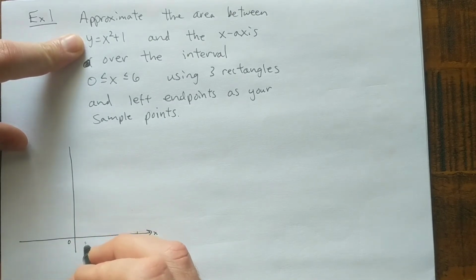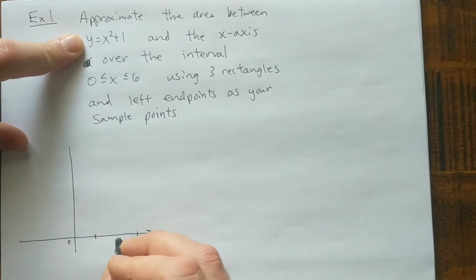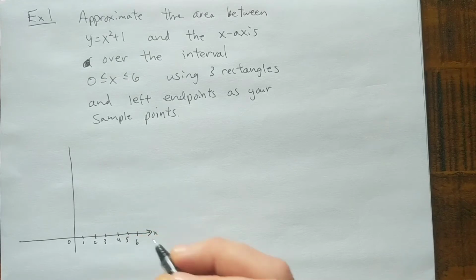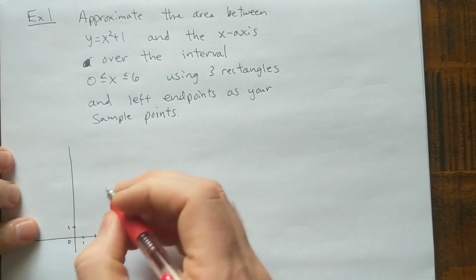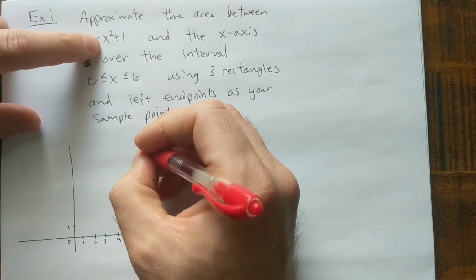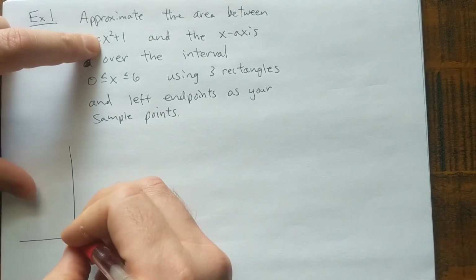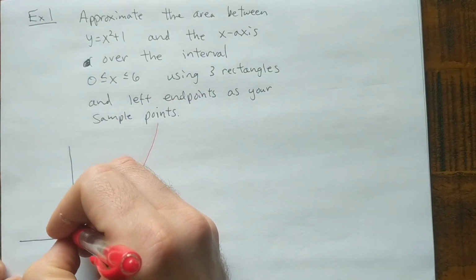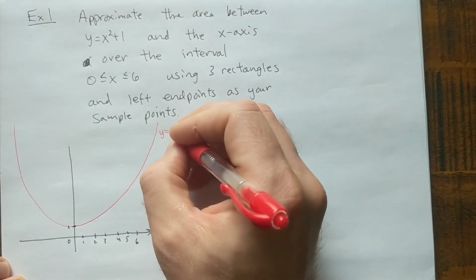So let's see, 3 intervals, so this will be 1, 2, 3, 4, 5, 6, and so let's put 1 here. So we've shifted it up 1. This will not be exactly to scale because notice if I plug 6 into this, I should be at 37. So it's increasing pretty quickly, but we want to stay in frame, so I'm just going to do that. Okay. Keeps going that way. So this is y equals x squared plus 1.